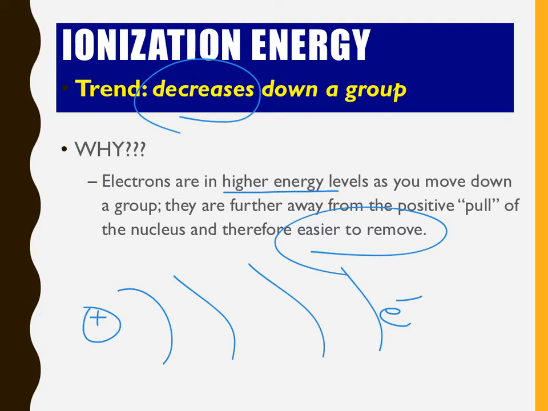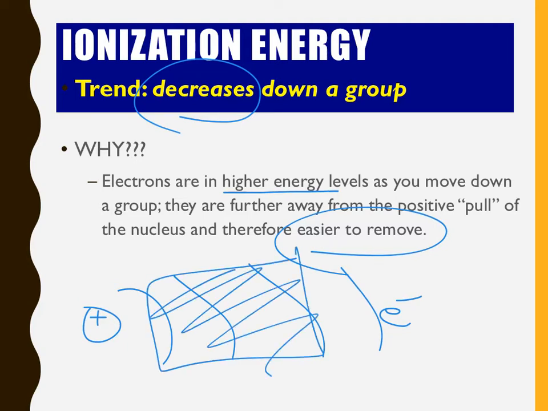And then just like last time, we also have these inner electrons that would create a shield. So you have the shielding effect and the distance from the nucleus always being a problem as you're going up and down a group. So for ionization energy, that's going to cause it to decrease.